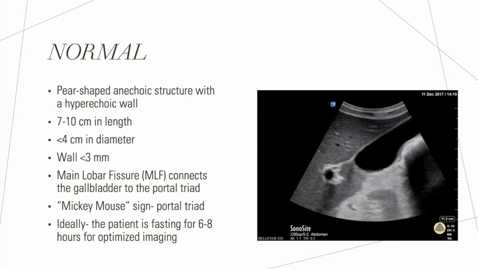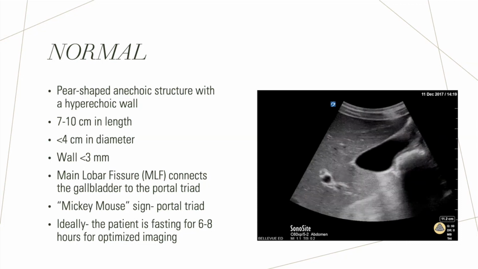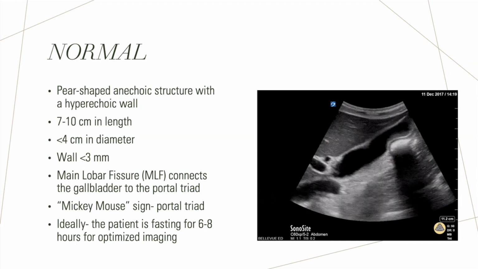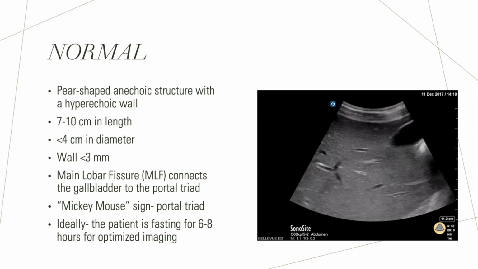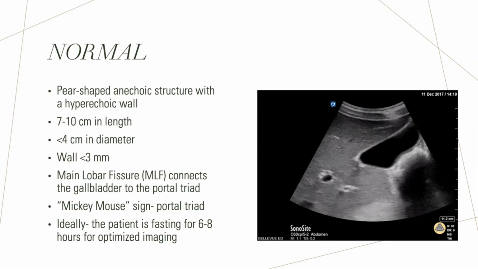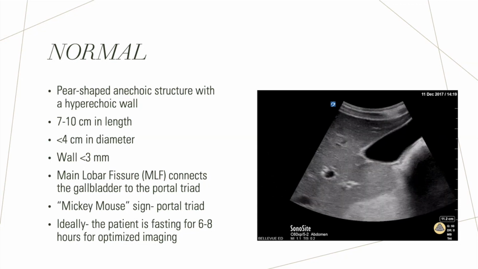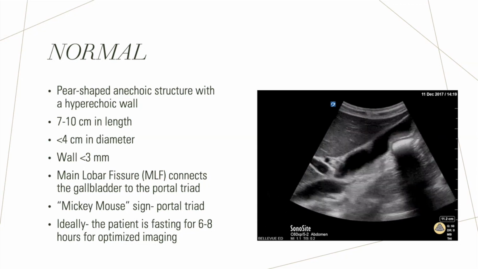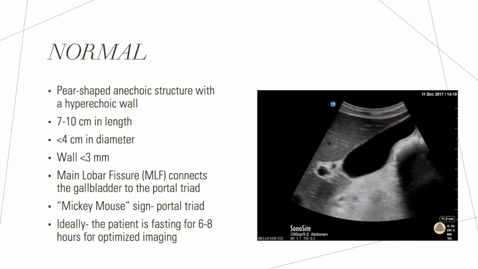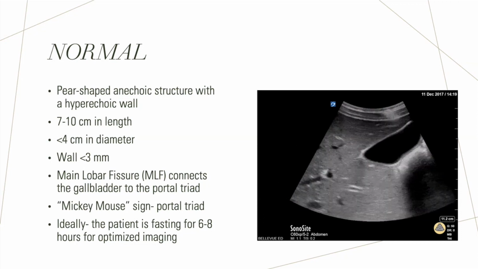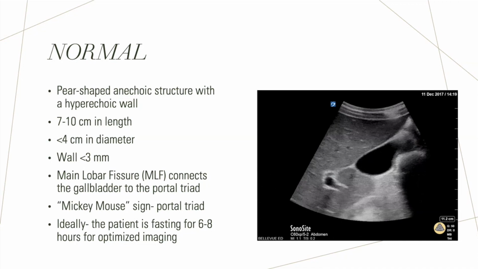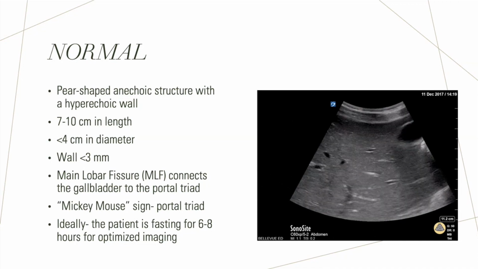And then you can see here in our image, as the gallbladder comes into view in the beginning of the image here and at the end, there's a linear structure that connects the gallbladder to the portal triad. This is the main lobar fissure. It's really great whenever you can see all these structures. You see the gallbladder coming in, you see the MLF, and then you see the portal triad coming into view. So this is that Mickey Mouse sign that I was talking about on a previous slide.